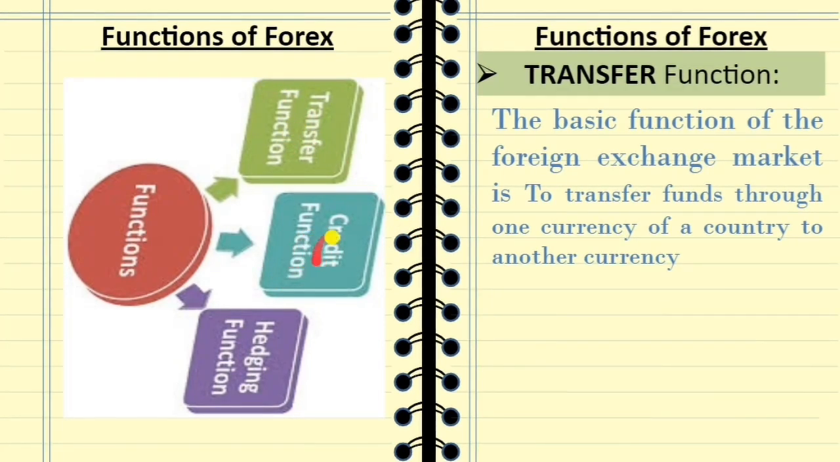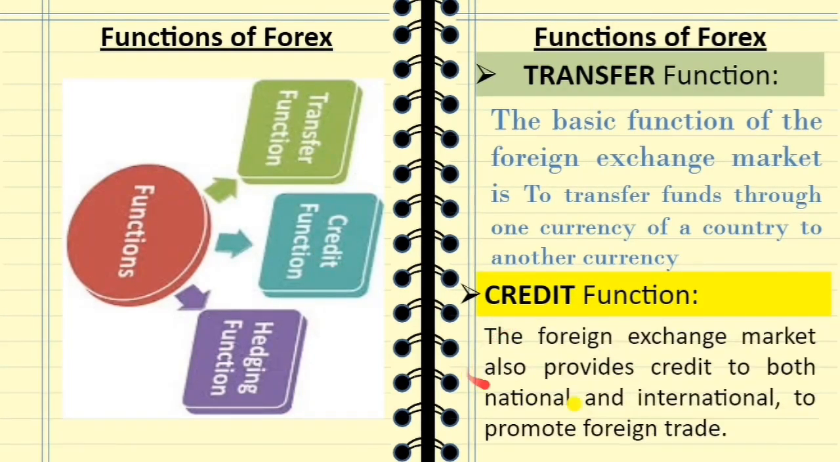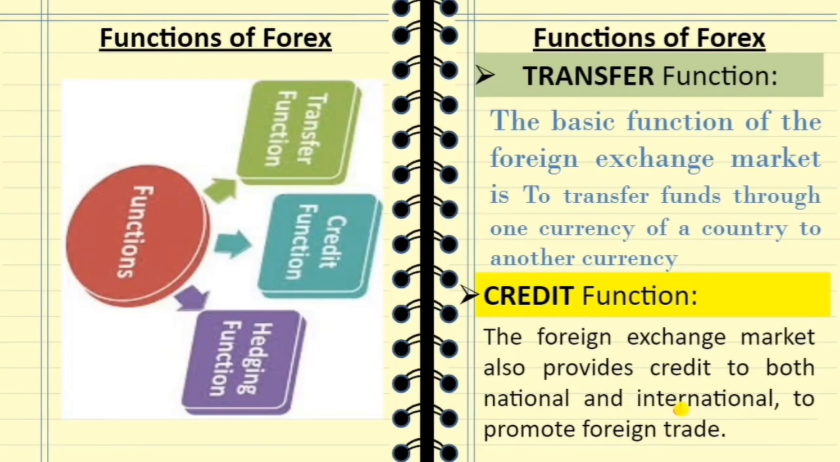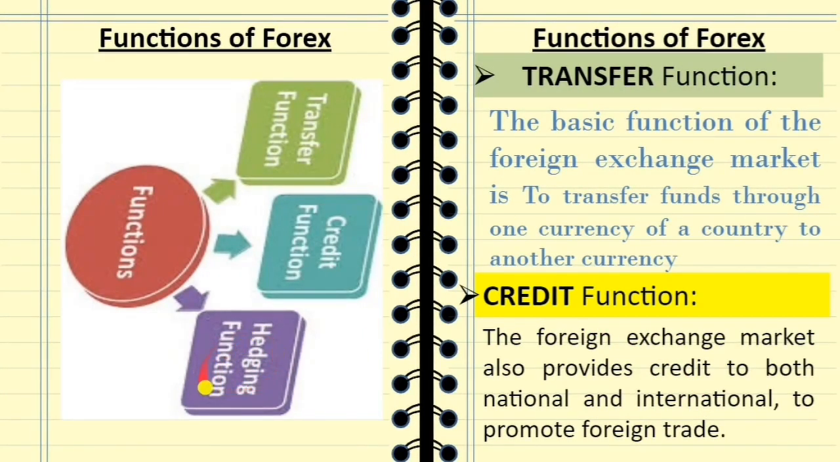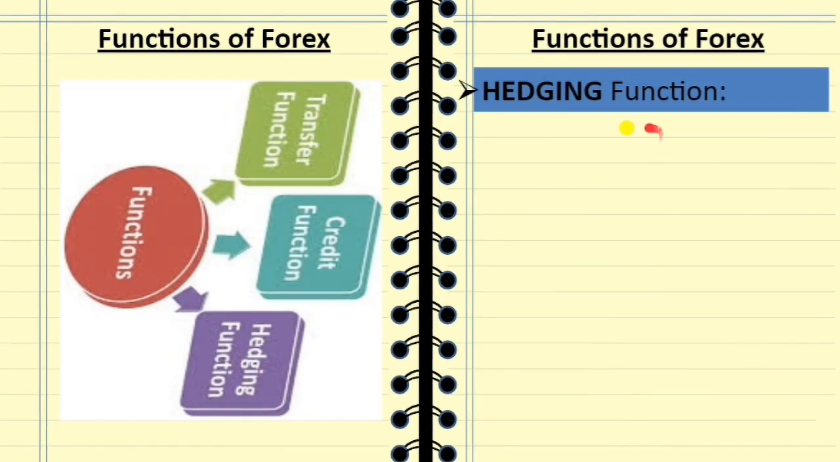Another main function of the foreign exchange market we have seen is the credit function. The foreign exchange market also provides credit to both national and international trade, and to promote foreign trade globally. And after that, the hedging function is also taking an important role in the working of the foreign exchange market.